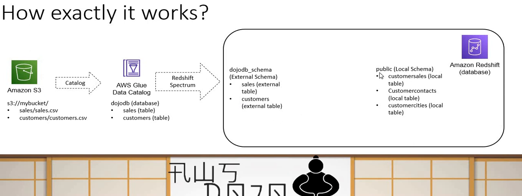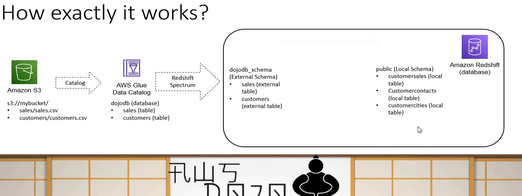Suppose you want to create three tables in the local public schema. One table is customer sales, which gives the total sales per customer. Then we have customer contacts, which gives the contact first name and last name for each customer. And then we have customer cities, which gives how many customers are in every city. So suppose using those two external tables, I want to create these three local tables.